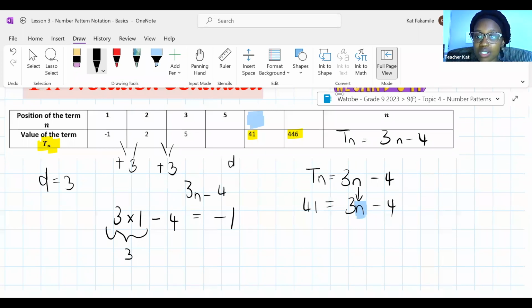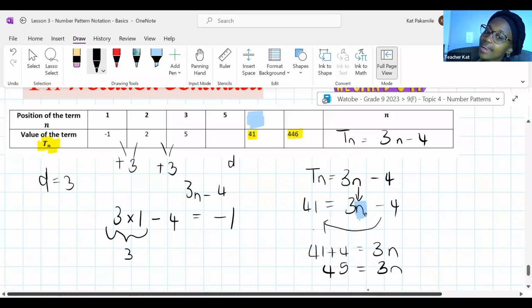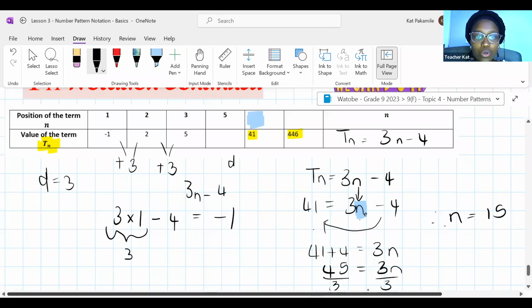Okay, we are forgetting important stuff like inverse operations. Yes, Tando? So we need to take the 4 to the other side. And then what happens to it? So in this case we're going to add 41 plus 4, which will give you 45. And then we are going to divide by 3 on both sides, which then is going to give you 15. 15. You are a superstar, Tando.